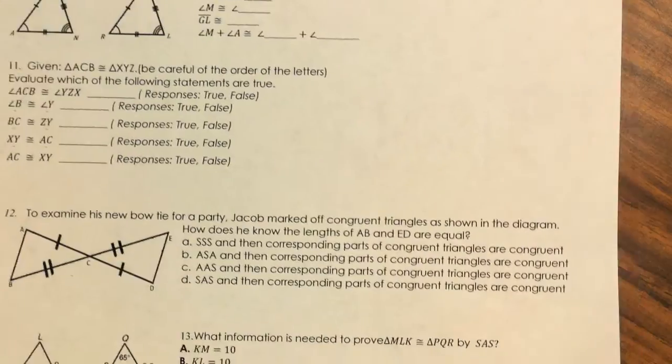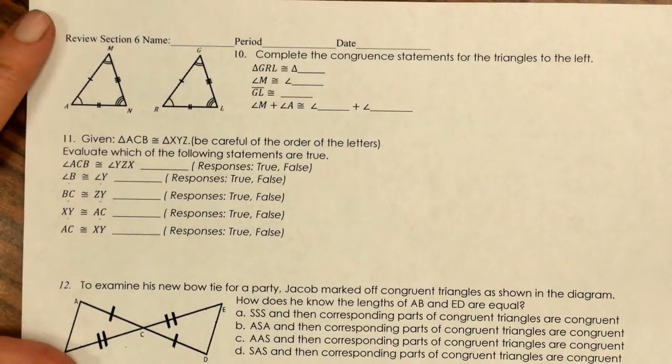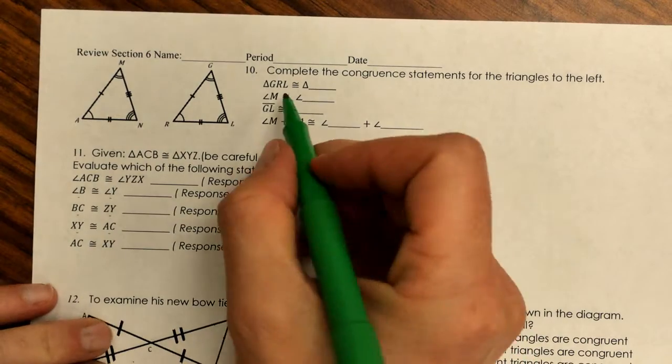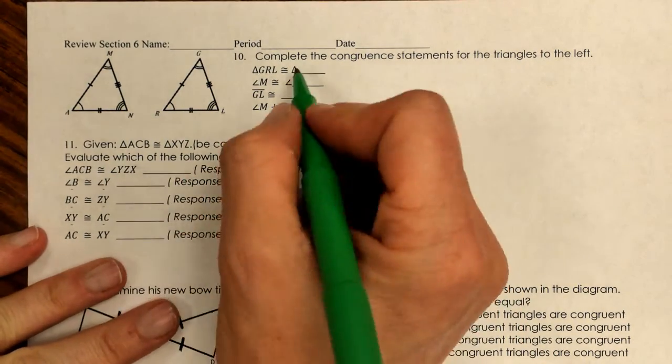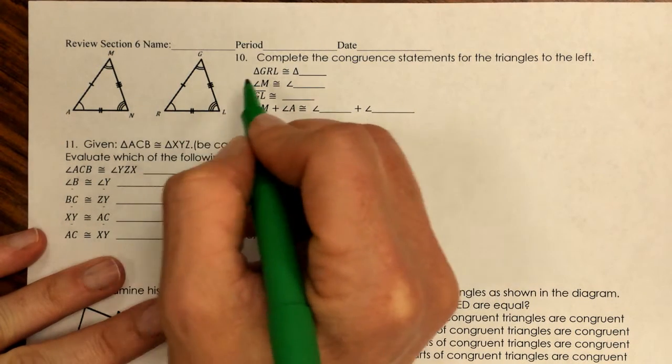Number 10, moving right along. This one came from a worksheet, so you saw it on a worksheet, but we'll also see it again on the test. So we want to make sure that we look at the order of the triangles.